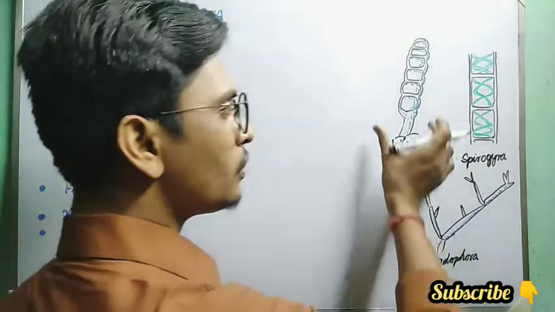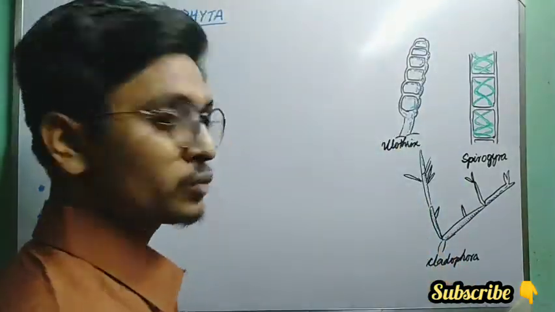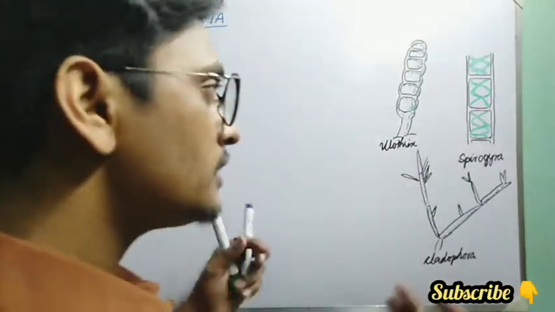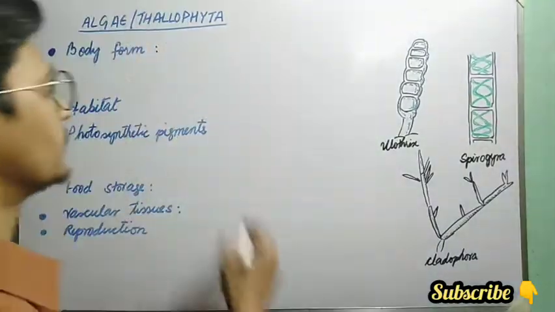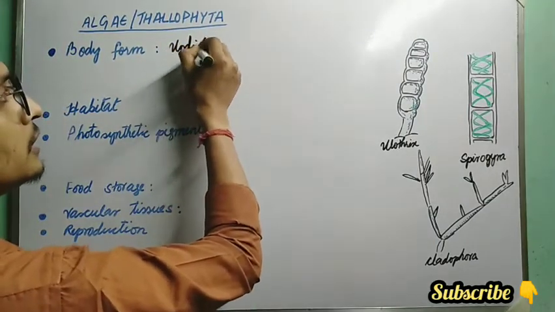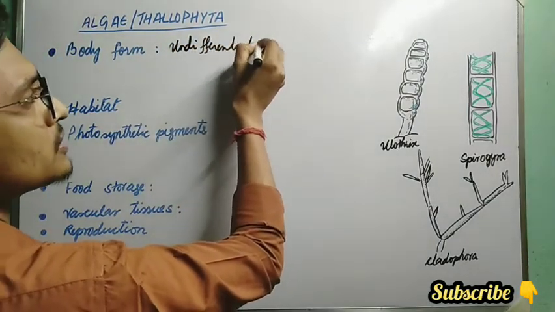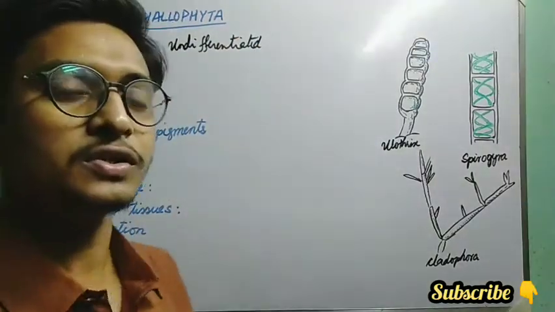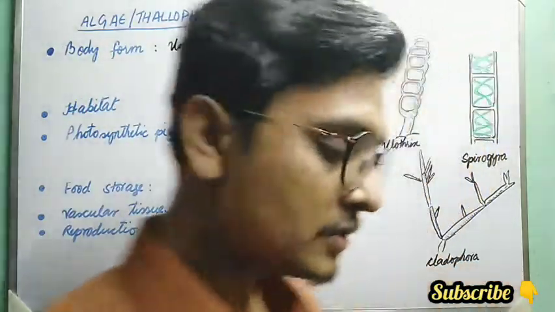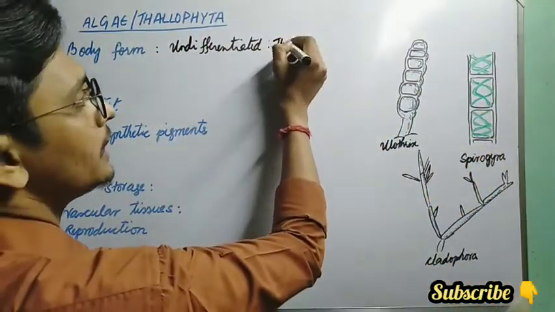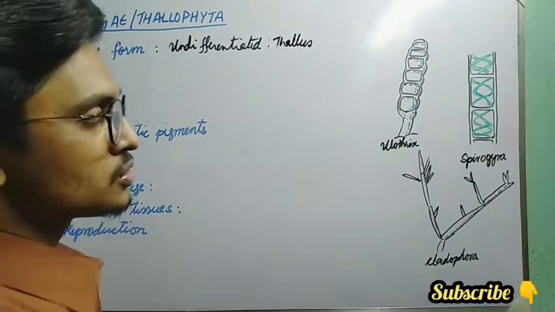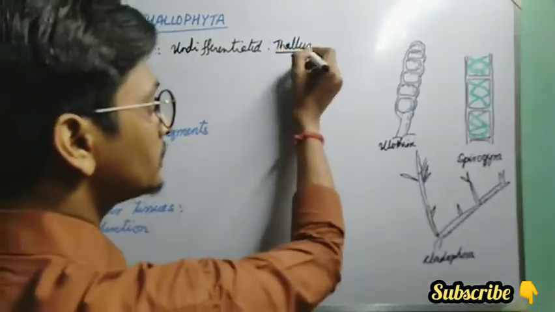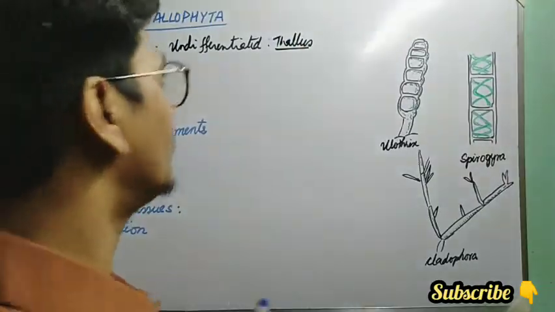So here you will not be able to distinguish which one is the root, which one is the shoot, which one is the leaf or branches. That is known as undifferentiated body. So they have an undifferentiated body form, and this undifferentiated body is a very simple body structure, and this type of body structure is called thallus. So their body is known as thallus. This type of simple body structure is known as thallus.